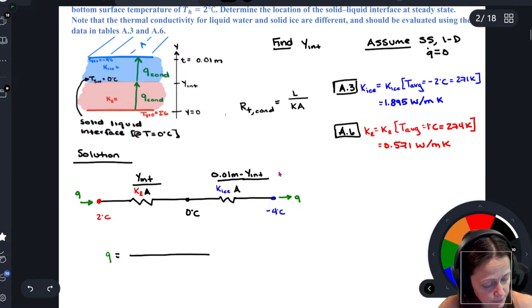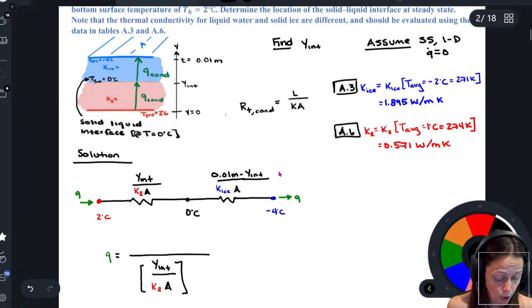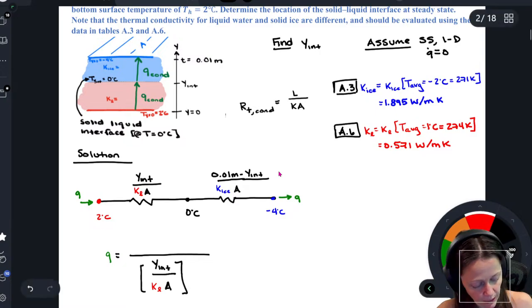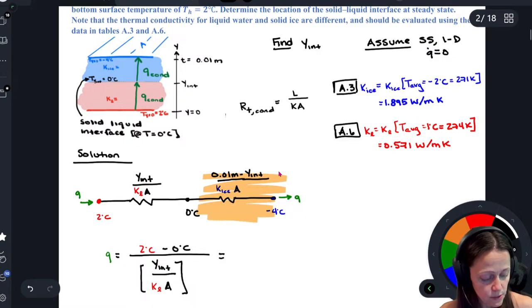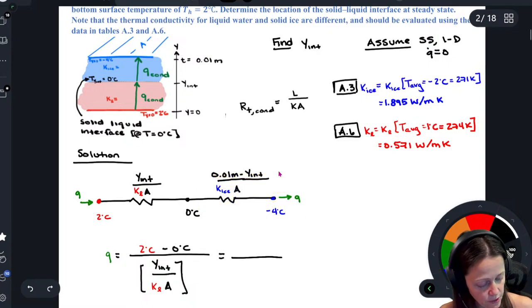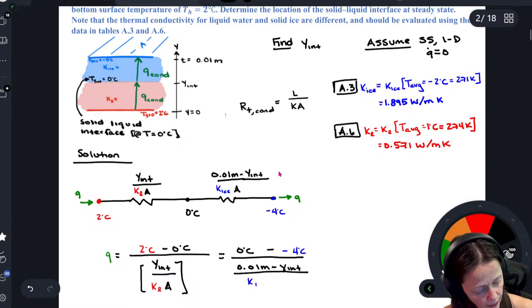Then I'd have on the bottom my thermal resistance, y interface over k_L times my area, which again, I don't know, but maybe it's okay. And on the top, your temperature difference is going to be 2 degrees Celsius minus 0 degrees Celsius. I could also define it between these guys right here, which would be okay as well. So now the temperature difference is going to be 0 degrees minus negative 4 degrees, and my thermal resistance is going to be 0.01 meters minus the y interface over k_ice times that area.